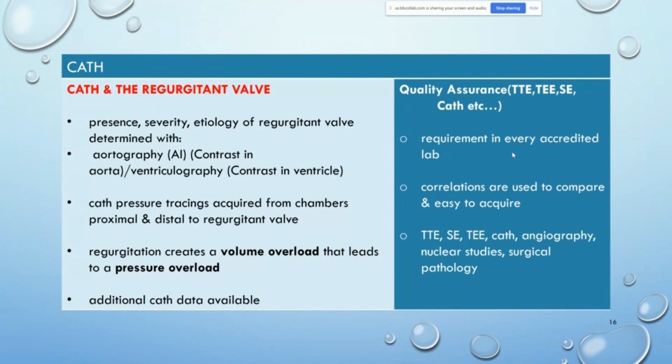Remember, in diastole, the aortic valve is supposed to be closed. So if it leaks through the aortic valve in diastole back into the left ventricle, it means the person has aortic regurgitation or aortic insufficiency.